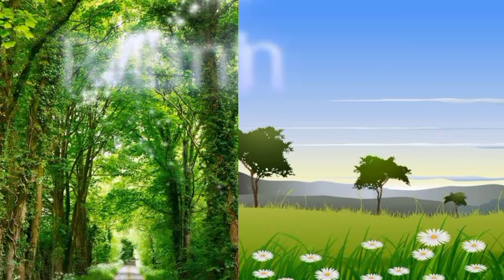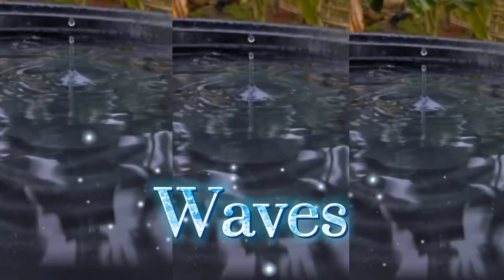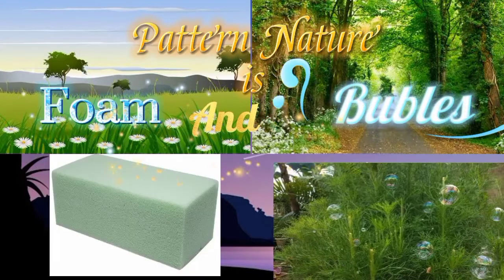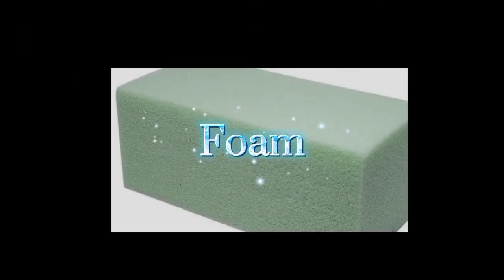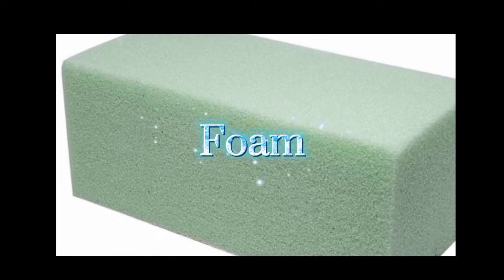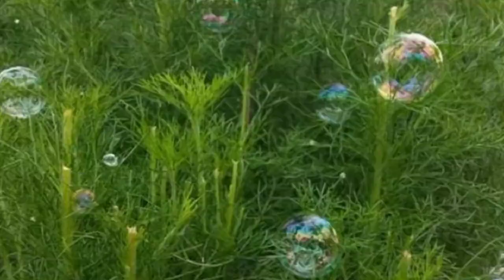And the next pattern in nature is waves. Waves are disturbances that carry energy as they move. So, this is one example of waves. The next pattern that we see in the world or in nature is foam and bubble. Foam is a substance made by trapping air or gas, and this picture is one example of foam.